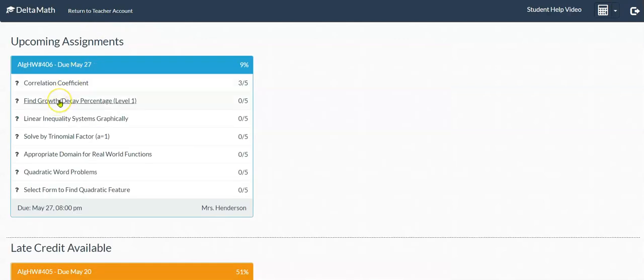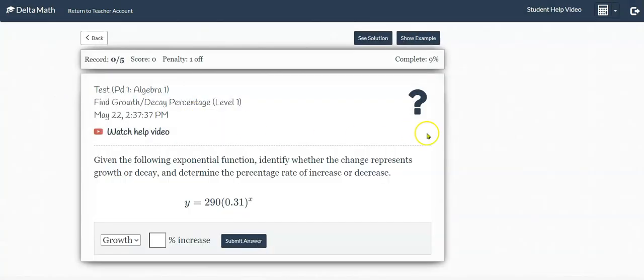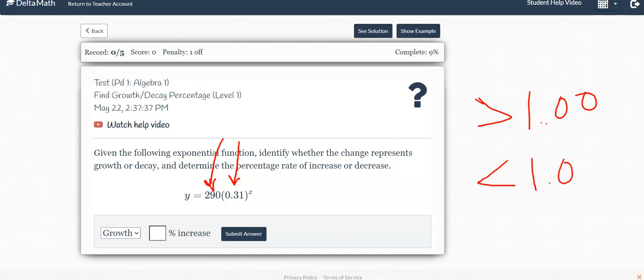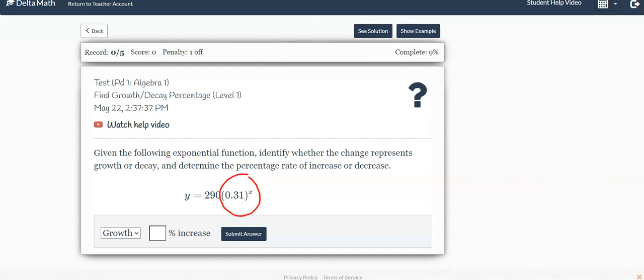Next topic, find growth or decay percentage. When you see an exponential function, the value in the A position, or in front of the parentheses, right here, is the initial value. The number inside the parentheses is growth or decay. If the number is greater than 1, then it's growth. If the number is less than 1, then it's decay. So for us, this number is less than 1.